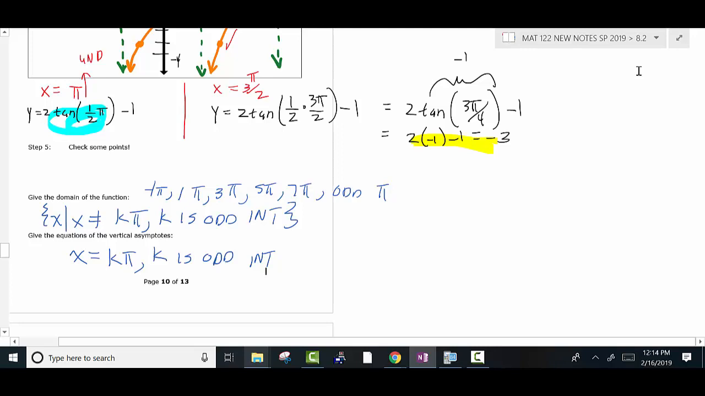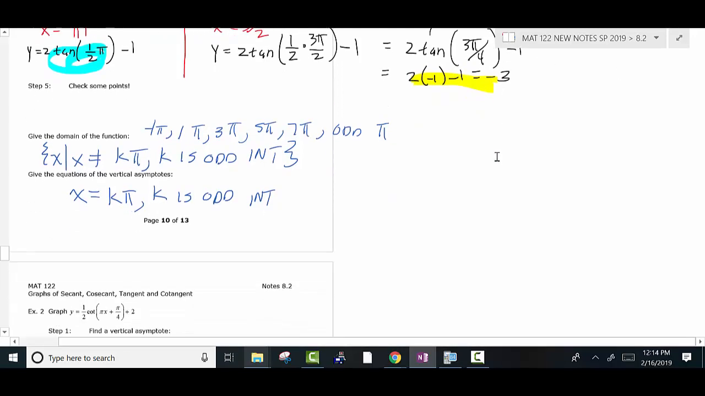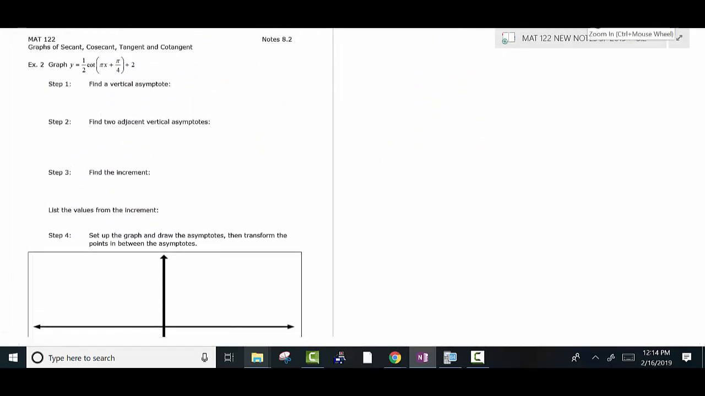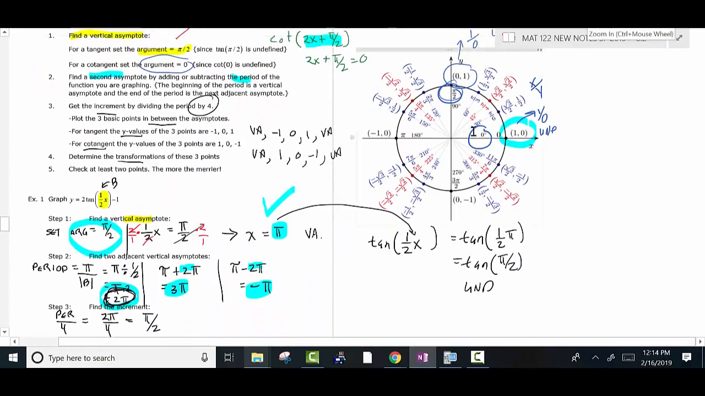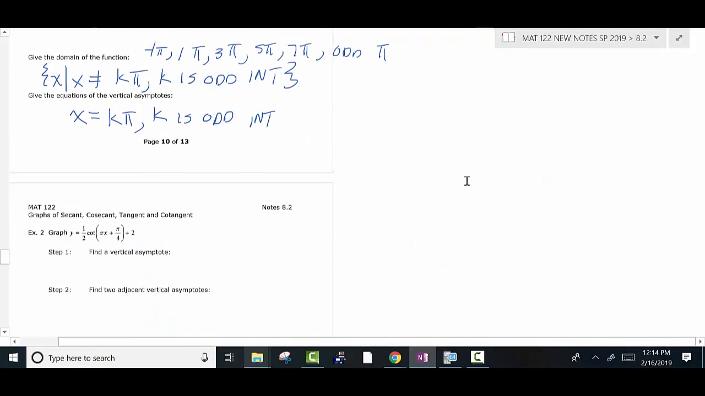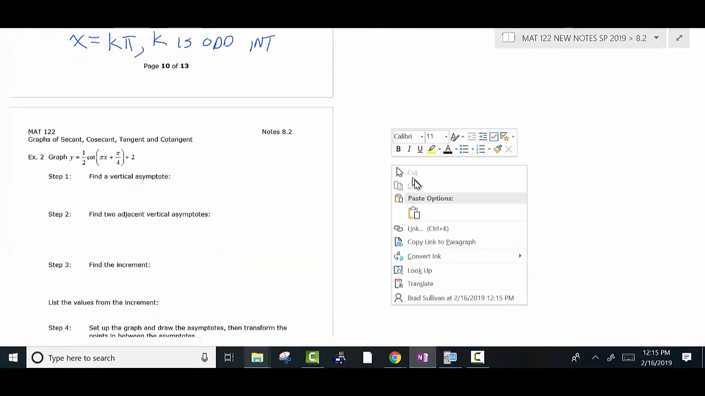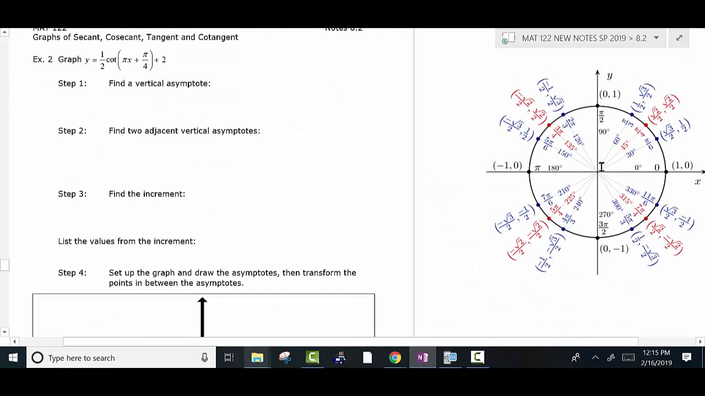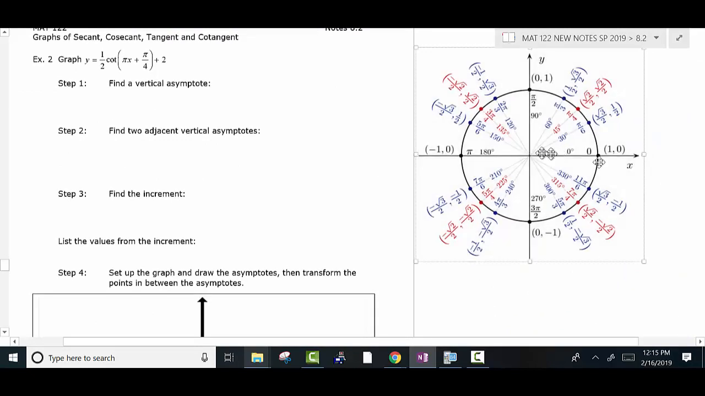I'm going to do cotangent next, so I'm going to move to the next page and help you with a cotangent, which is very similar. On this one, I'm going to go up and grab my unit circle real quick, just for reference. The first thing we're going to do is figure out the asymptotes.